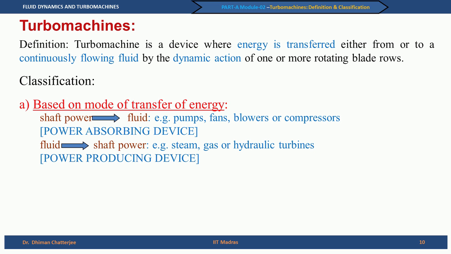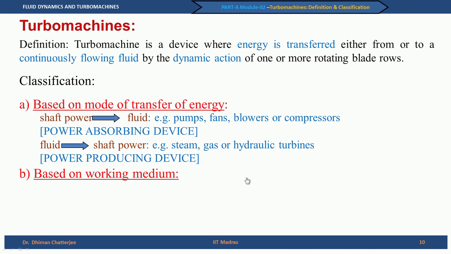If on the other hand the flowing fluid has energy, and that energy is extracted by the moving blades, and that makes the shaft rotate, and as a result the fluid power is converted into mechanical energy, then we can say these are power producing devices, and the examples are different types of turbines, steam, gas or hydraulic turbines.